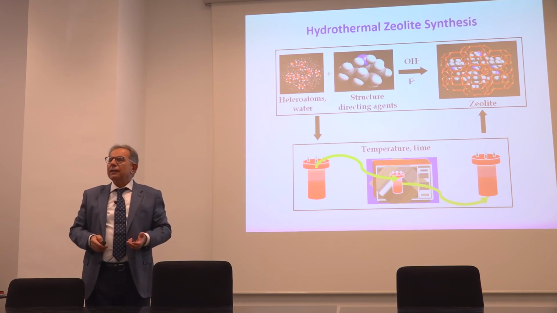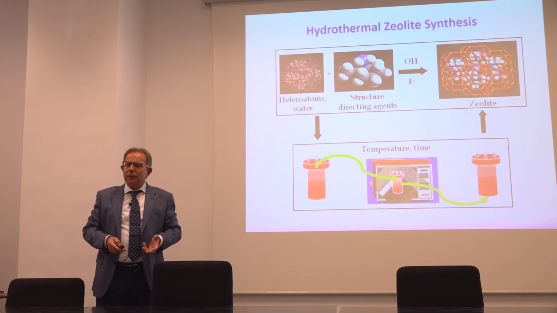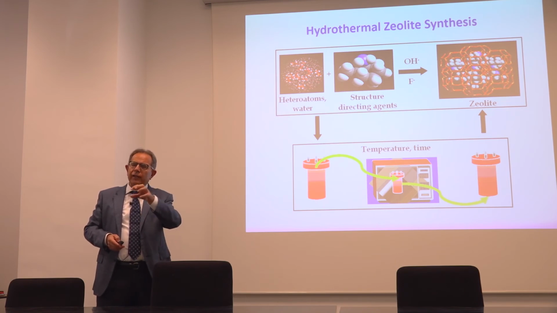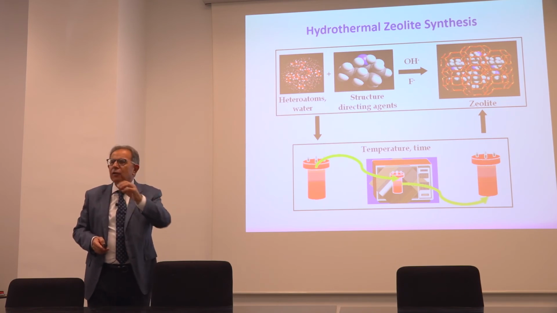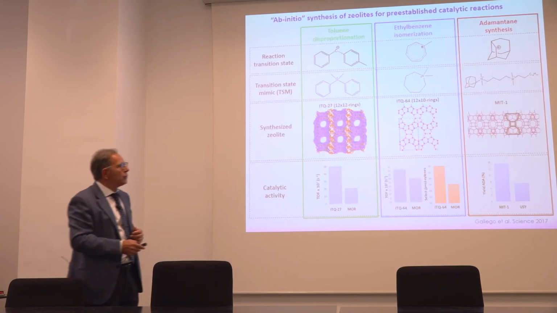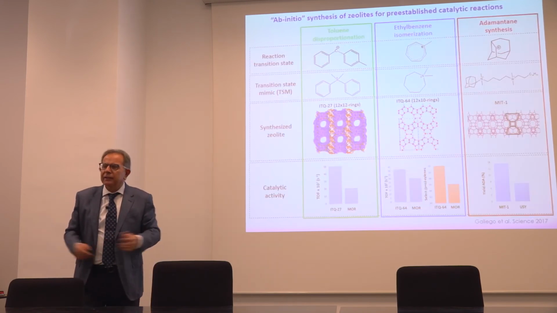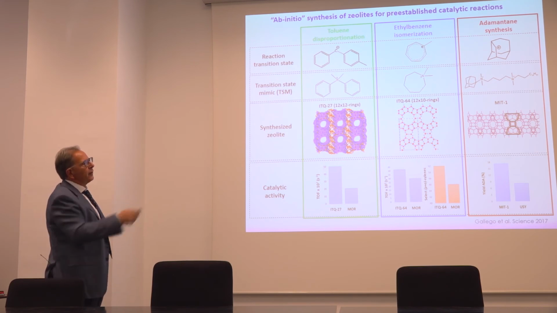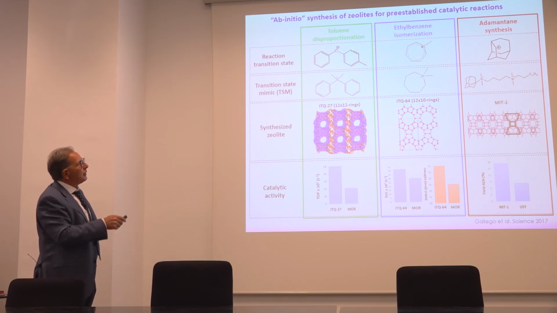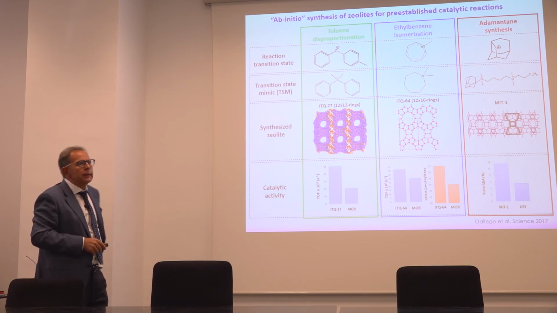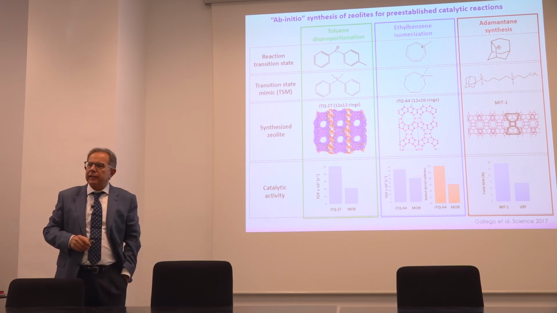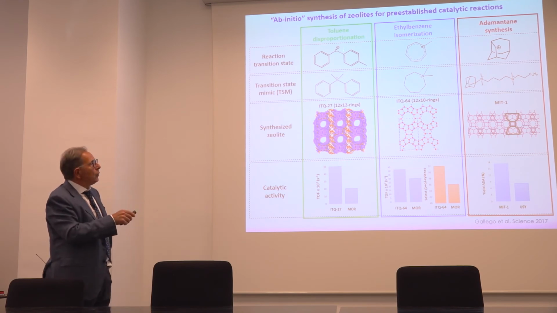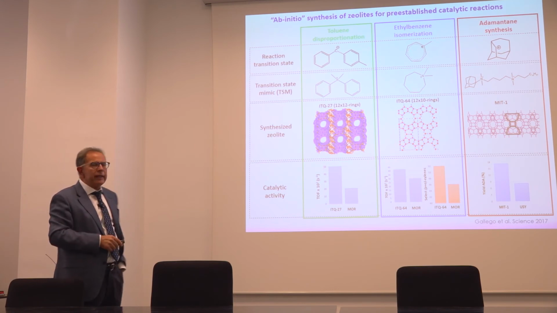So that means that we can now try to use, as organic structure directing agents, mimics of the transition state of the reactions that we want to catalyze. This is what we did. We looked into different reactions, two from petrochemistry, one from chemicals. And we looked into the potential transition states. And then what we made were mimics, as you saw, of those potential transition states.